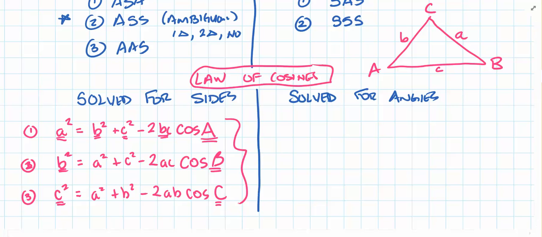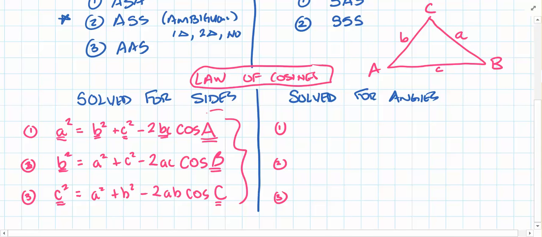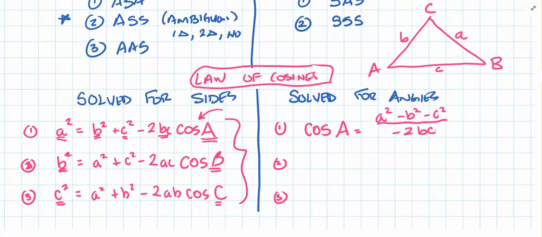But what if you're solving for an angle then? So these also have three cases: 1, 2, and 3. So basically, if I want to solve for the angle, I want to solve for cosine A. Then I just move everything to the other side, and you end up with this. The cosine of angle A is equal to A squared minus B squared minus C squared all over negative 2BC. So I'm laying out each individual piece of the triangle for you. I'm laying out each side, A, B, or C, and each angle, cosine A, cosine B, cosine C.